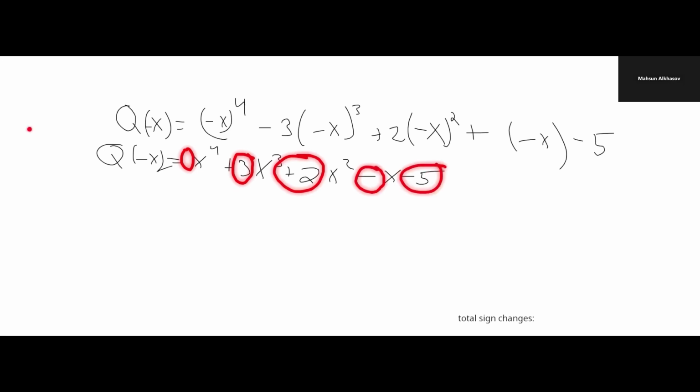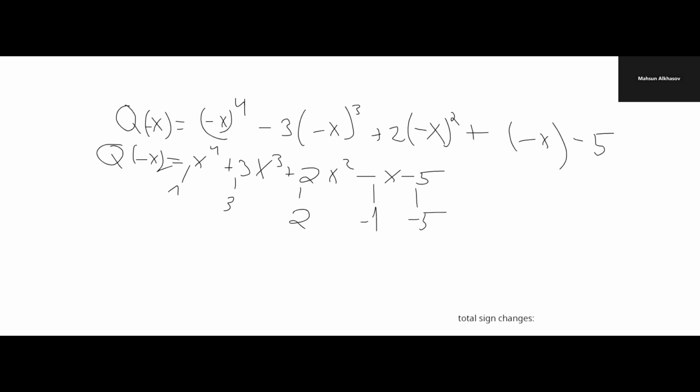Let's write them down: 1, 3, 2, -1, and -5. Let's take a look at sign changes. From 1 to 3, there is no sign change. Both are positive numbers. Same with 3 and 2. Both are positive numbers. No sign change here. From 2 to -1, there is one sign change from positive to negative, which makes it 1. And from -1 to -5, there is no change, which leaves us with a total of 1 sign change.